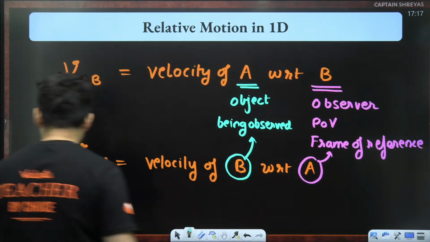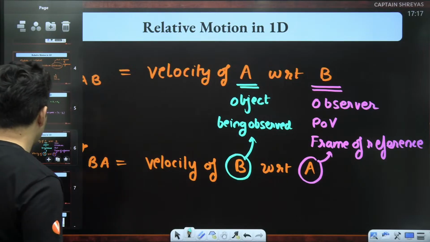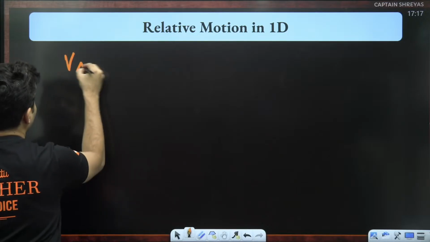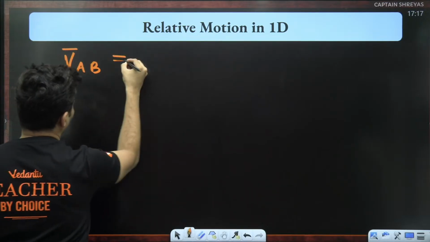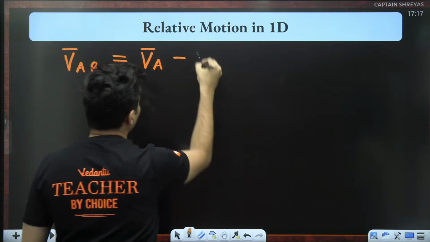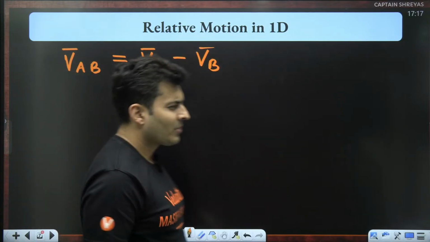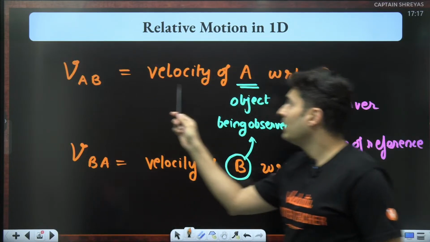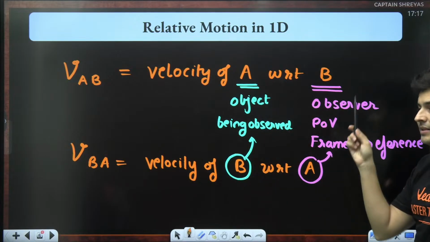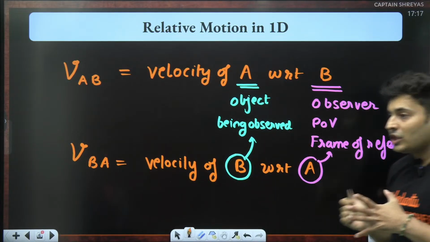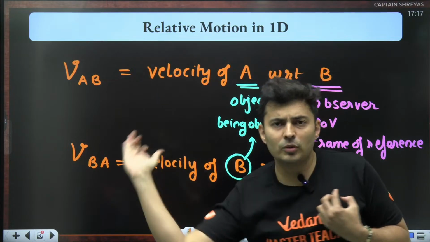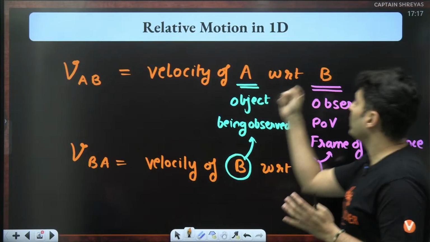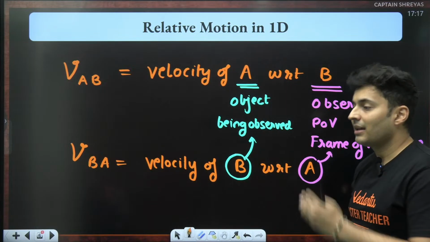Now, what is the value of this? Whenever I write VAB in vector form, it is always velocity of A minus velocity of B. The reason for that is very simple. When I say velocity of A with respect to B, that means I'm seeing A as an observer of B. So whatever velocity B has has to be taken out from A. So whatever is remaining is what B will see when he sees A.